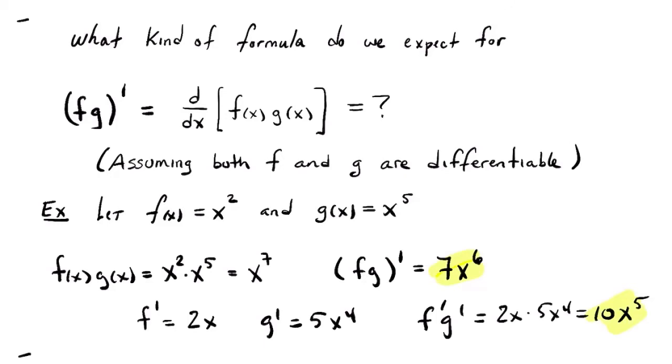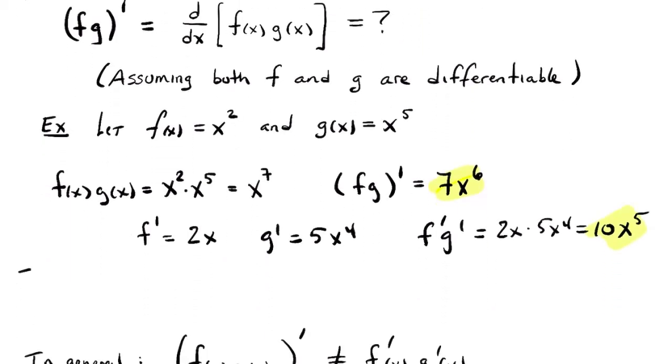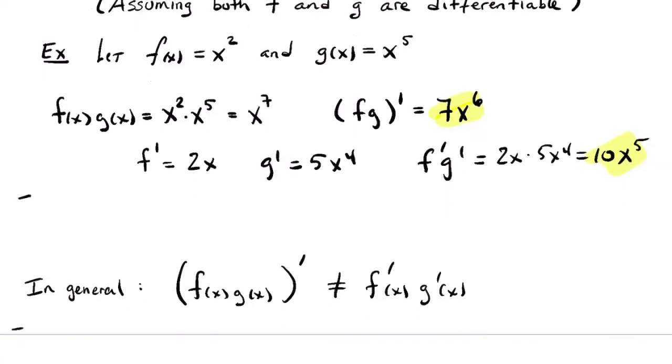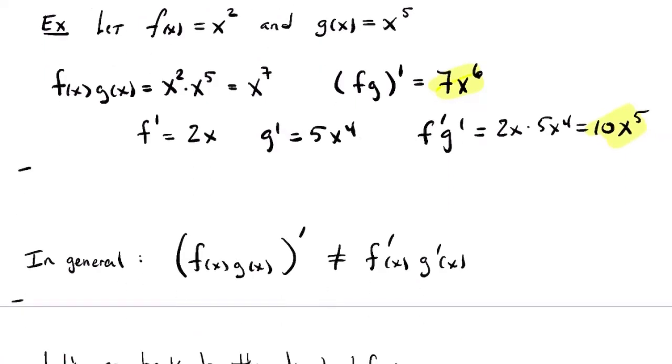Okay, so what do we have to do to derive this product rule? We have to go back to first principles. Here I've got just a summary of what we just said in general. I'm not claiming it's never true, but in general, the derivative of a product is not going to be equal to the product of the derivatives. It's not going to be. All right, so what is the derivative of a product? That's what we have to turn our attention to.